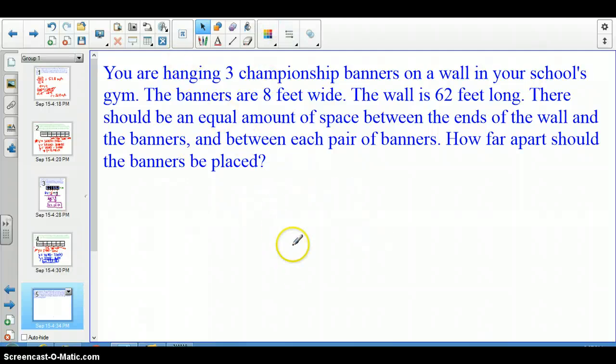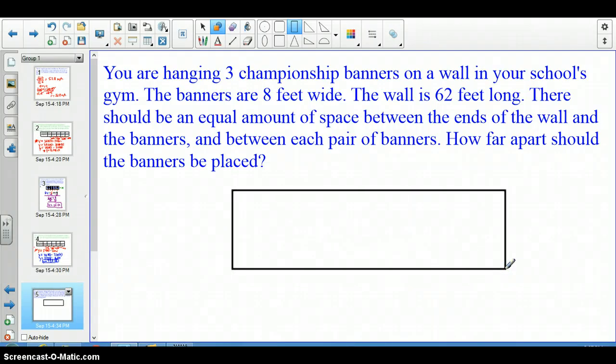Okay, so let's try this next one. It's very similar to that last one. It says you are hanging 3 championship banners on your wall in your school's gym. Maybe you might see what this looks like, or have seen what it looks like. The banners are 8 feet wide. The wall is 62 feet long. So first, I'm going to draw a wall. Then I'm going to draw 3 banners. There should be an equal amount of space between the ends of the wall and the banners, and in between each banner. So very much similar to that last problem.